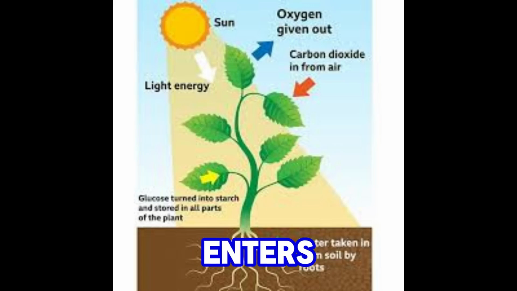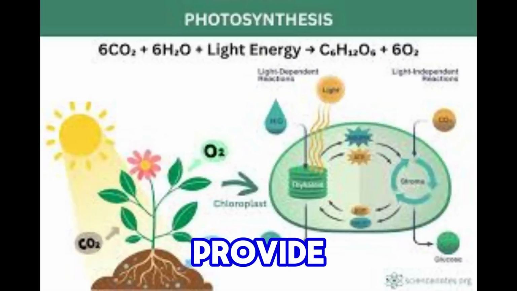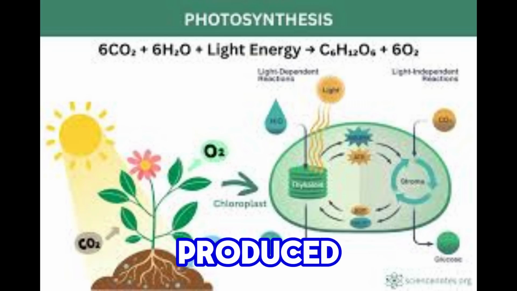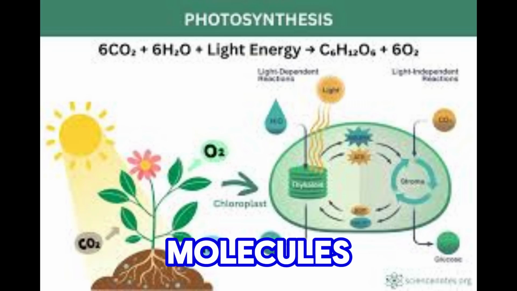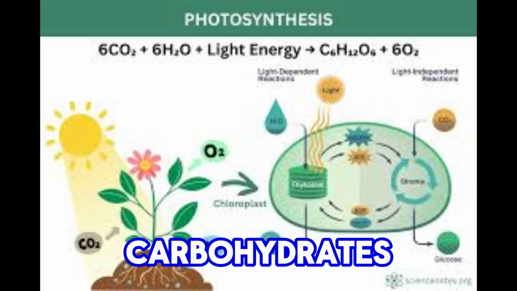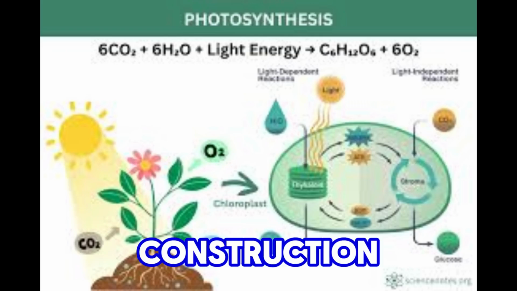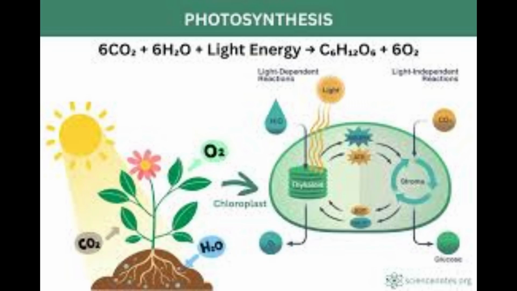Then we move into the stroma. Carbon dioxide enters the Calvin cycle. ATP and NADPH provide energy and reducing power. Carbon is incorporated into organic molecules. G3P is produced. And these molecules can contribute to the production of carbohydrates. Those carbohydrates can then support plant growth, energy storage, cell construction, and food webs.